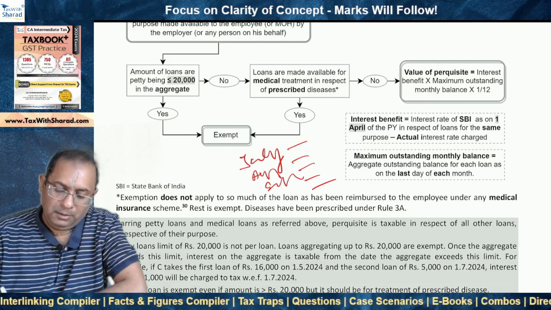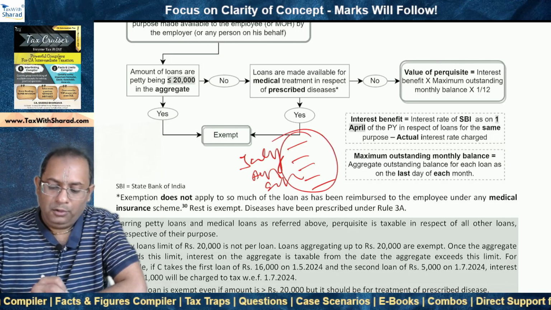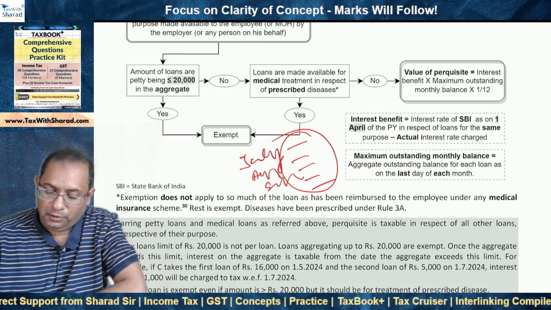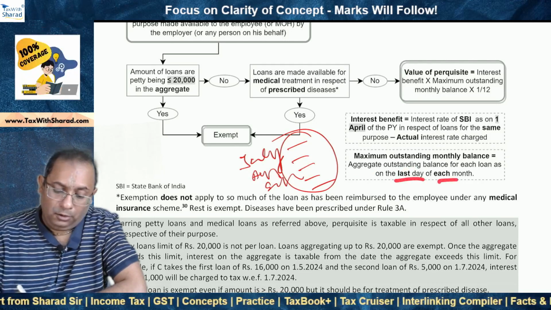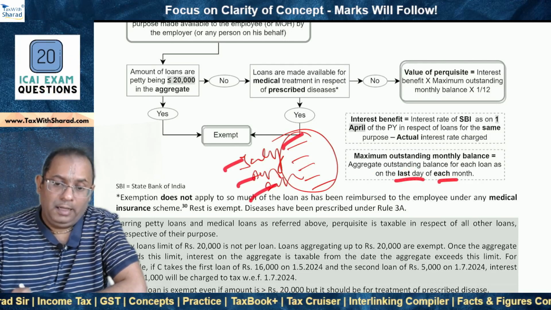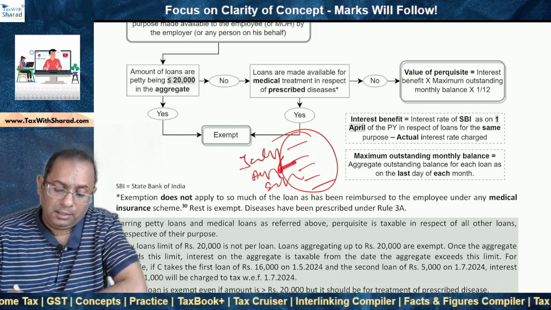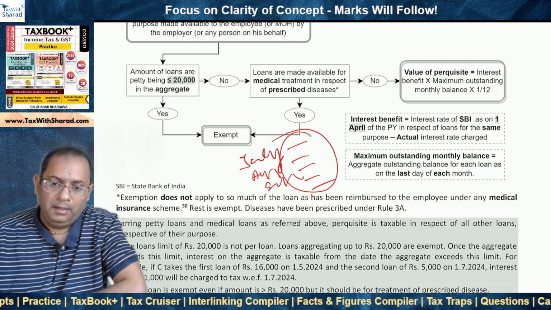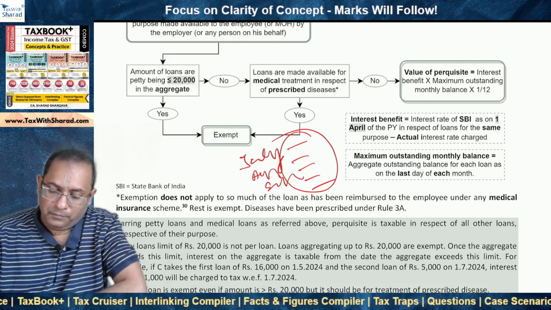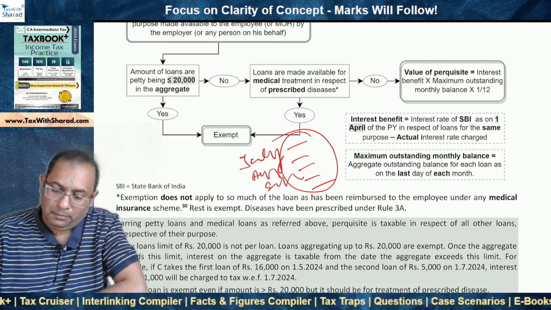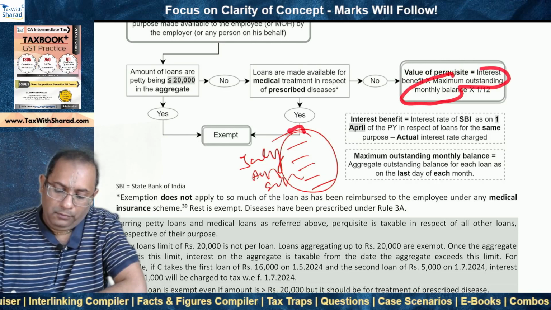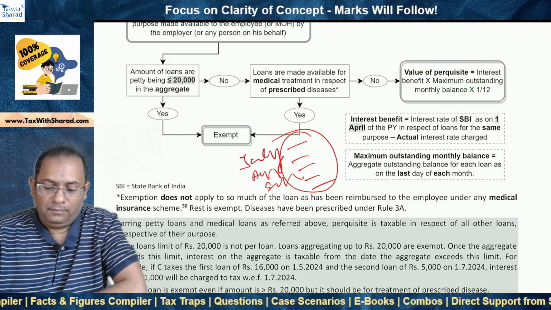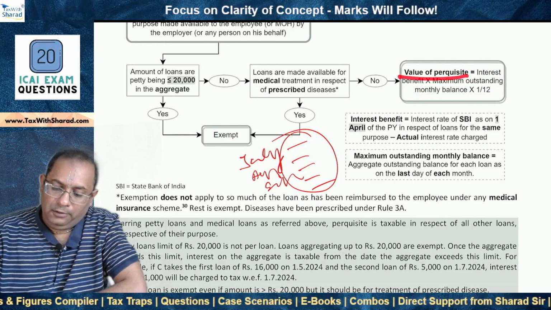So you will pick up all these amounts and you will total up all these amounts. So what we are saying is aggregate outstanding balance for each loan as on the last day of each month, not on the first day, but on the last day of July, what was the outstanding balance, last day of August, last day of September, last day of October, and so on, till the time the loan is fully repaid. So this will give you the maximum outstanding monthly balance, and you will aggregate all of this and you will multiply it by 1 by 12. Okay, so this will be the value of perquisite.